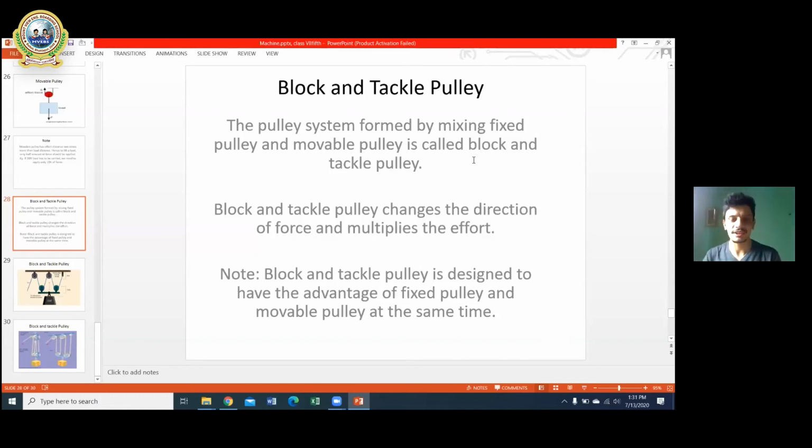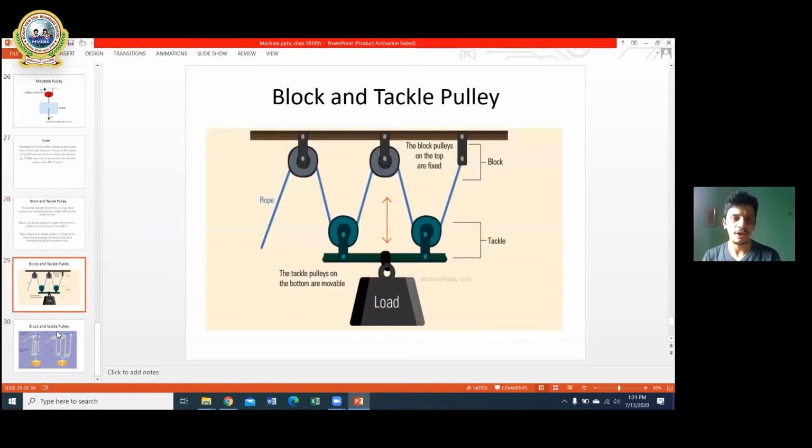Okay, so this is all about block and tackle pulley. This is the figure of a block and tackle pulley. The upper one is a fixed pulley, and the lower one is a movable pulley. When all these pulleys are combined, a new pulley system is made. This new pulley system is called block and tackle pulley. All right, so this is also a figure of block and tackle pulley.